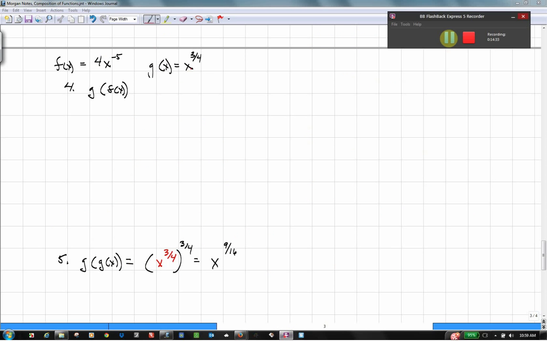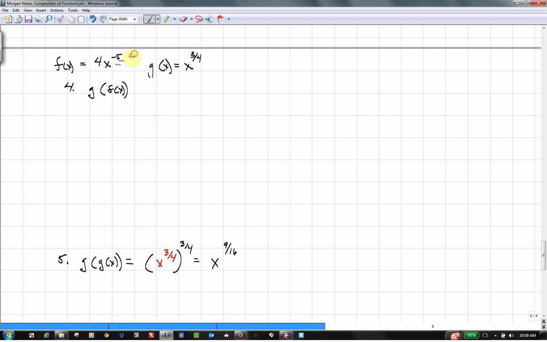Okay, let's look at another example. So what we have here is f of x is defined as 4 over x to the minus 5th. I'm going to write that as 4 all over x to the 5th. And g of x is x to the 3/4. So we could think of that as the 4th root of x cubed, just so we can think about the domains a little better. We'll talk about the domains in just a second. Let's go ahead and evaluate this.